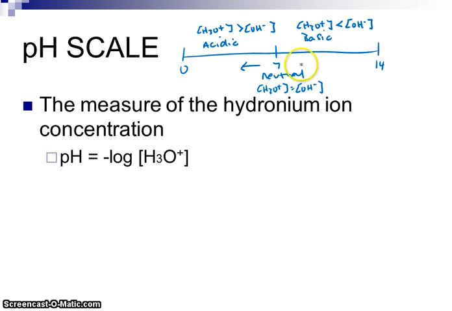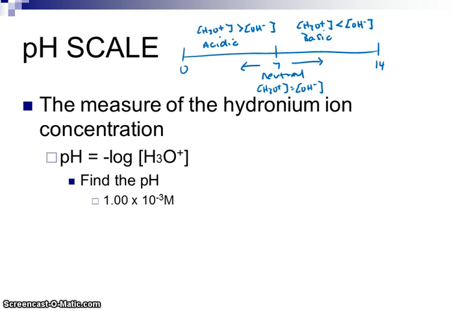The lower the hydronium ion becomes, the more basic the solution becomes. And the farther away from 7, the closer to 14 we get. So let's look at some examples here.